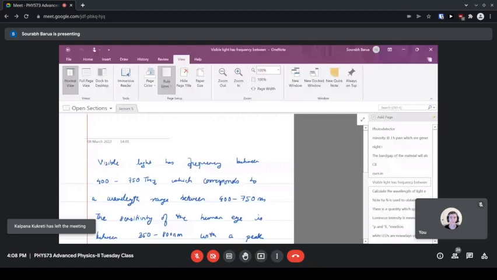Okay, so gallium arsenide has a band gap of 1.43 electron volts. You will see that when you calculate the wavelength corresponding to that, it will come out to be in the infrared region. So now what can be the use of an LED which is emitting light in the infrared region?